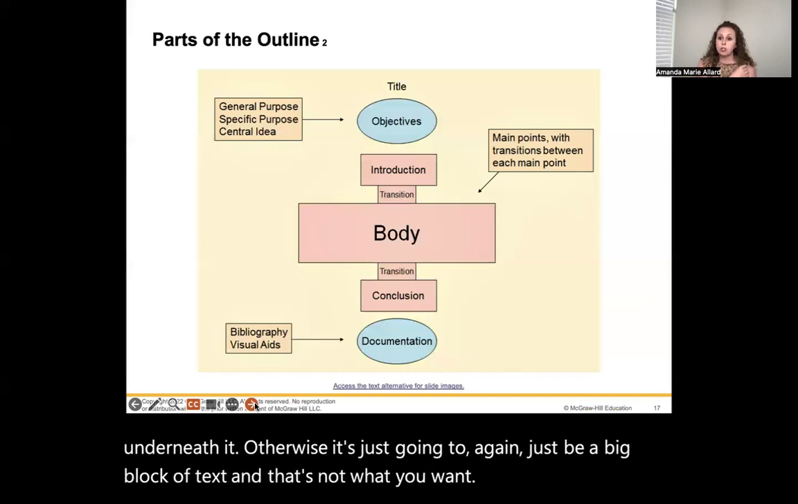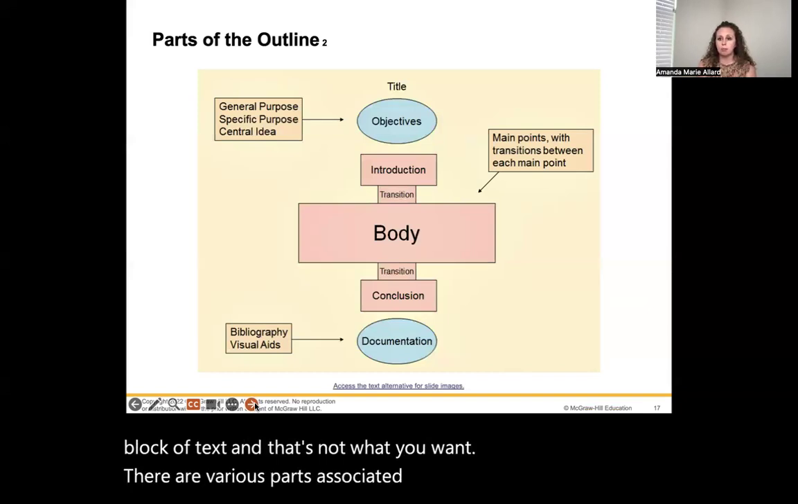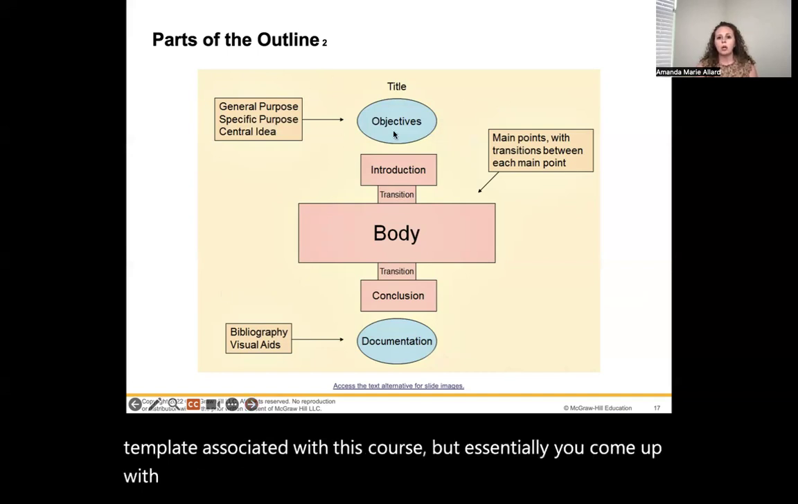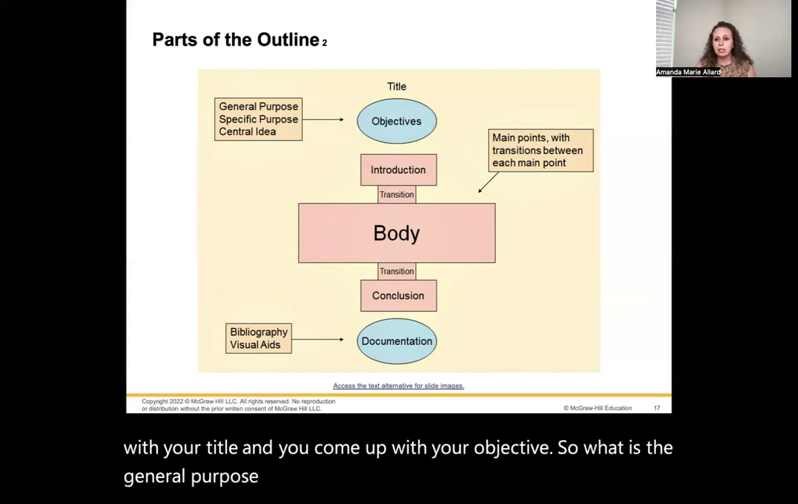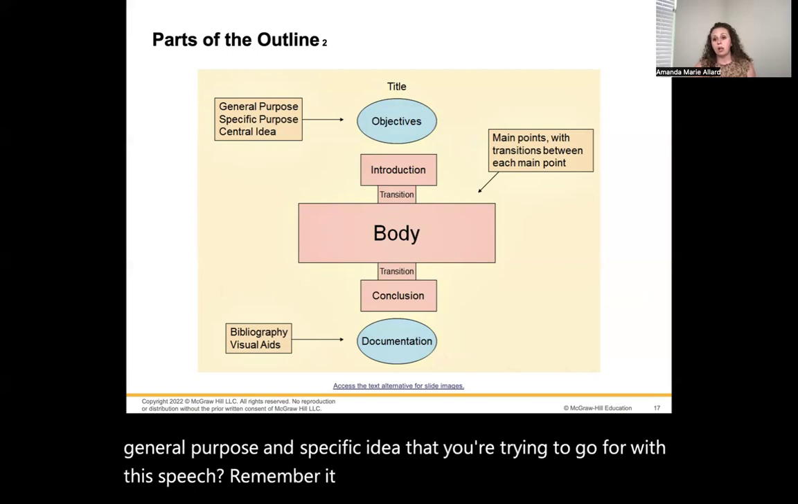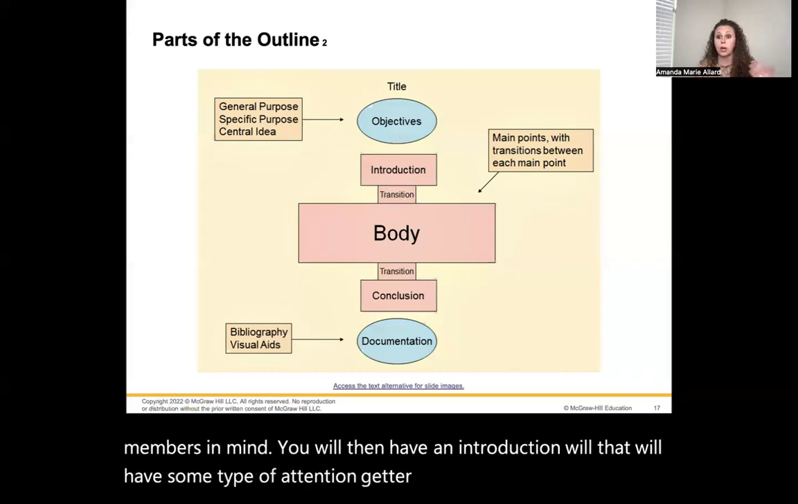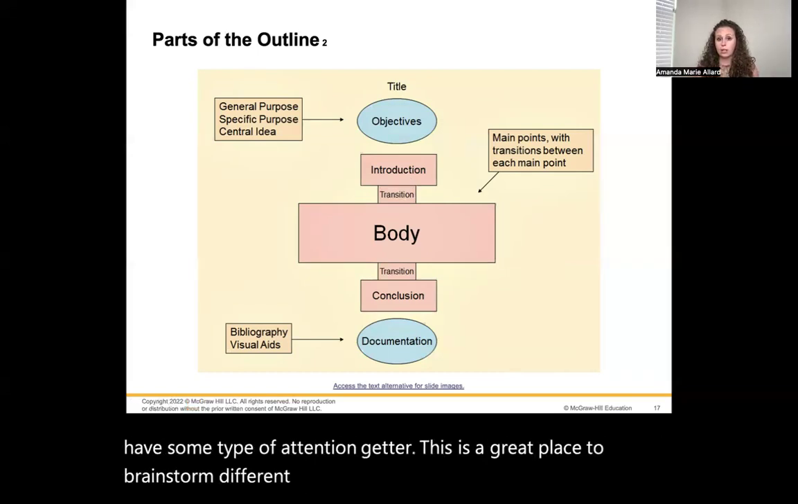There are various parts associated with an outline. I will give a template associated with this course, but essentially you come up with your title and your objectives: what is the general purpose and specific idea you're going for with this speech? Remember, it should always have the audience members in mind. You will then have an introduction with some type of attention getter. This is a great place to brainstorm different attention getters and write them down.